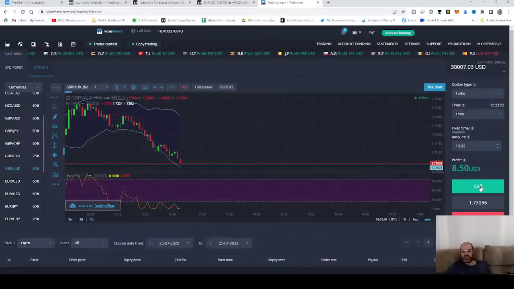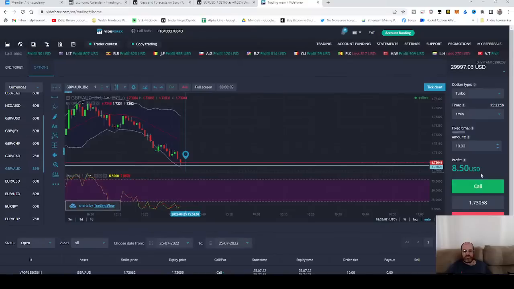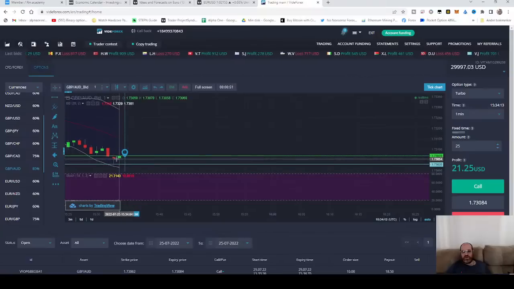This is a little game of patience. There, we are in. I don't know if I got a good point, but at least we are in. Then we change to 20. If you zoom in, we touch the line, and what happened? We go up.